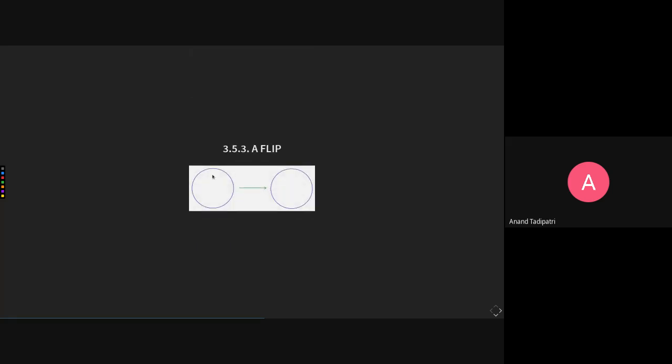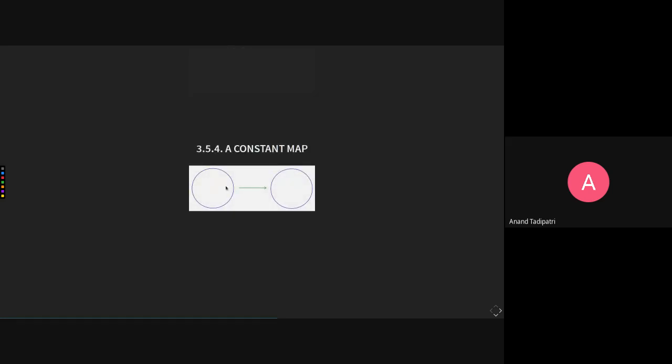Right. What about a flip? So you start off with something over here, and it turns into this. So does this have any fixed points? The diameter. I think that's what all of you said. Yeah. So you're right, the diameter. So anything on this diameter is a fixed point.